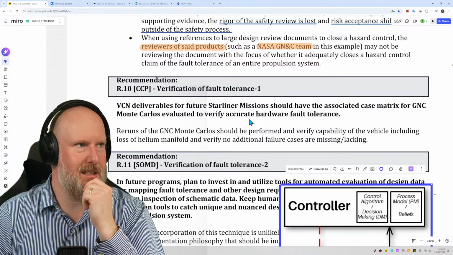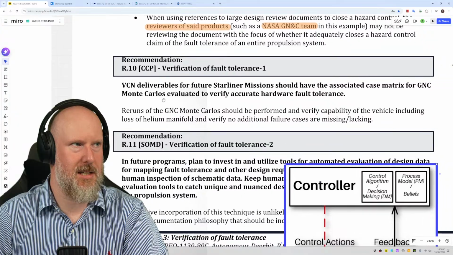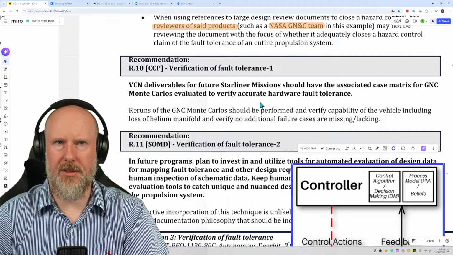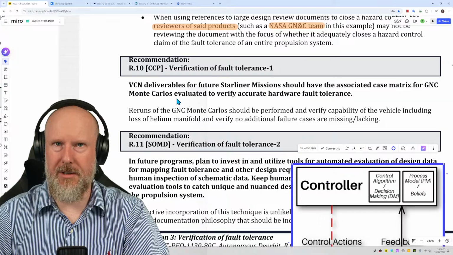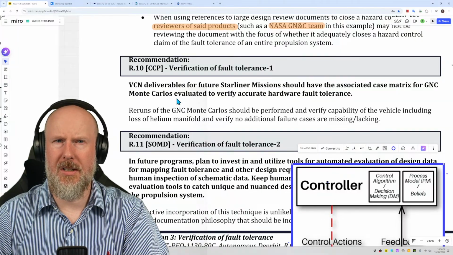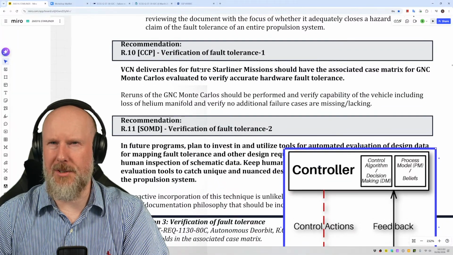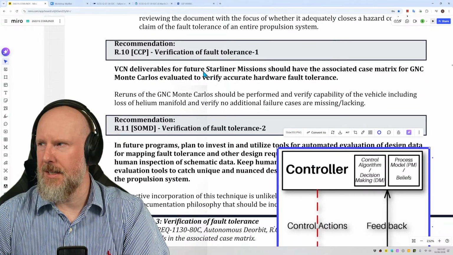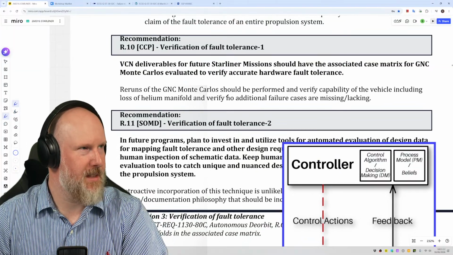So VCN deliverables for future Starliner missions should have the associated case matrix for GNC Monte Carlos evaluated to verify accurate hardware fault tolerance. So Monte Carlo analysis, I think that's referring to, but a minute ago we were talking about FMEAs and hazard reports. There's not enough here for me as a layperson to appreciate or understand, so I think that could do with being addressed a little bit, add some extra detail for us lay people.